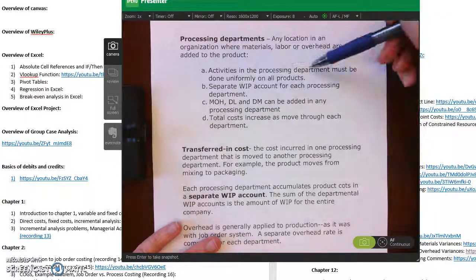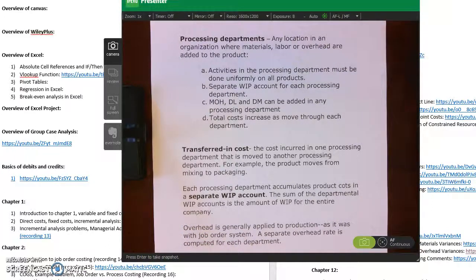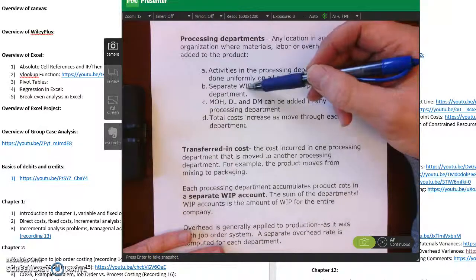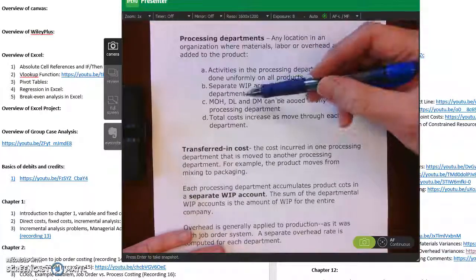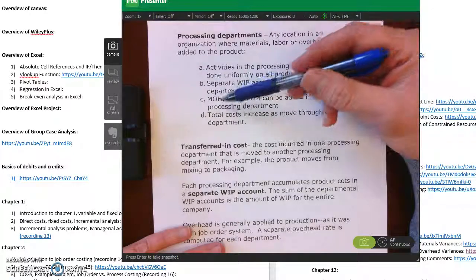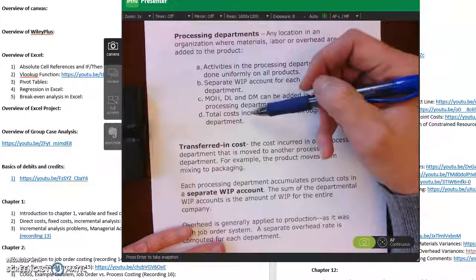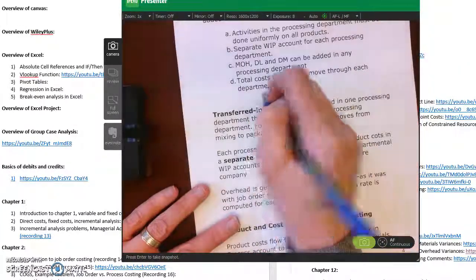So the activities in the processing department have to be done uniformly on all products. That means all soap has to be mixed. All soap has to be somehow packaged. We would have a separate WIP account for each processing department. So we would have a WIP mixing, WIP packaging. We can add overhead, labor, and materials to any processing department.